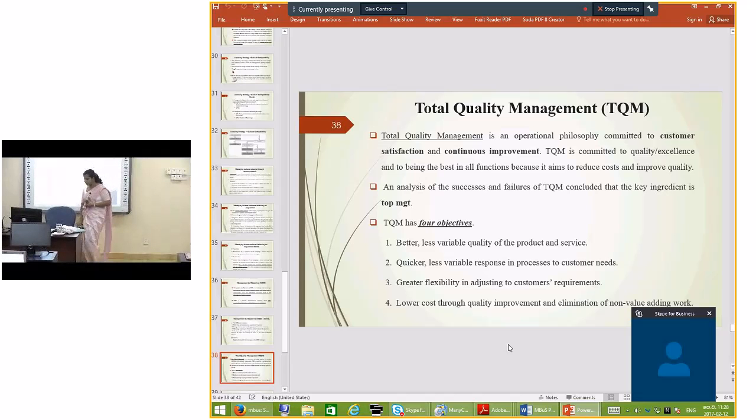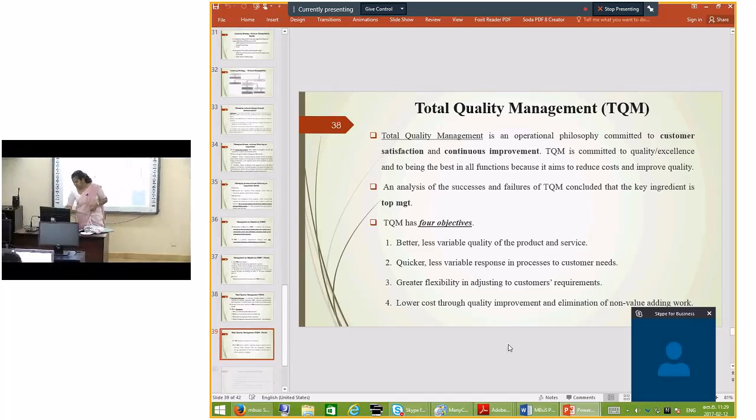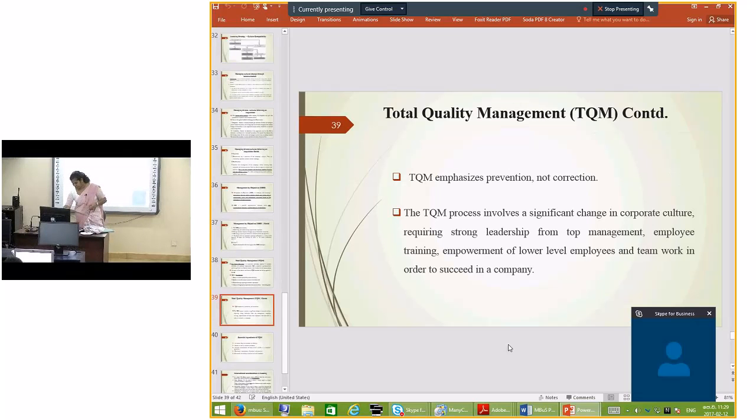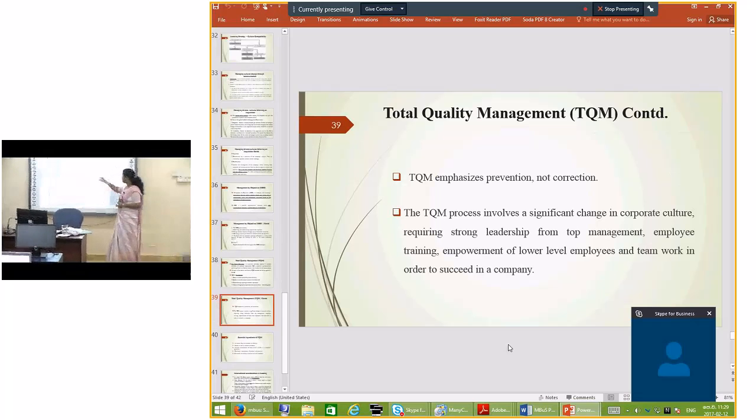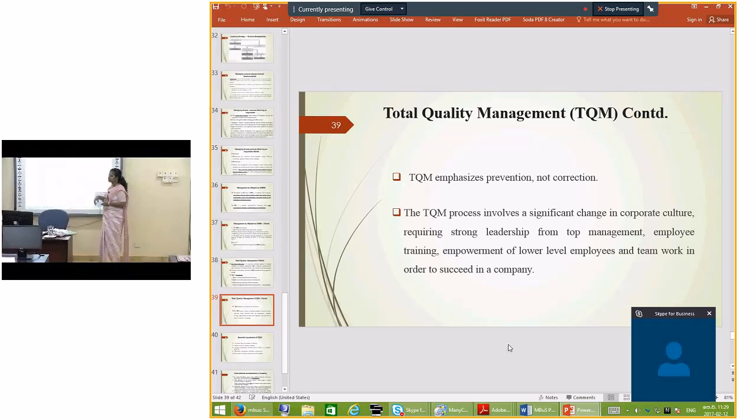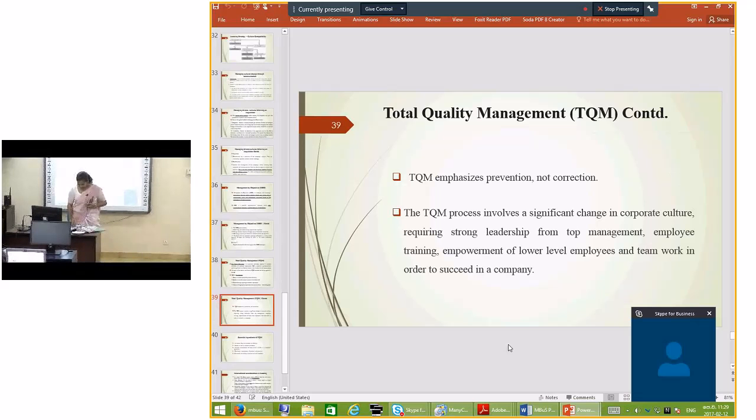Okay. So we learned about MBO, management by objectives, and the TQM. Here's one more important thing under the TQM. TQM emphasizes prevention, not correction. What does it mean? Yes, TQM emphasizes prevention, not correction. What does it mean?